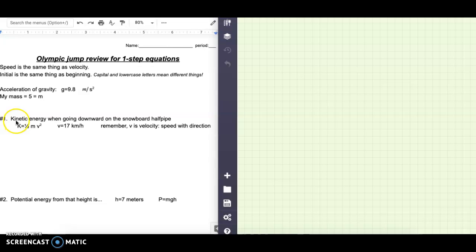So our first question says kinetic energy when going downward on a snowboard half pipe. So hopefully you watched the snowboarding video, and we are going to talk about our energy of motion on that snowboard half pipe. And our formula is K equals 1/2 mv squared. So K is kinetic energy, m is your mass, which is 5, and v is 17.